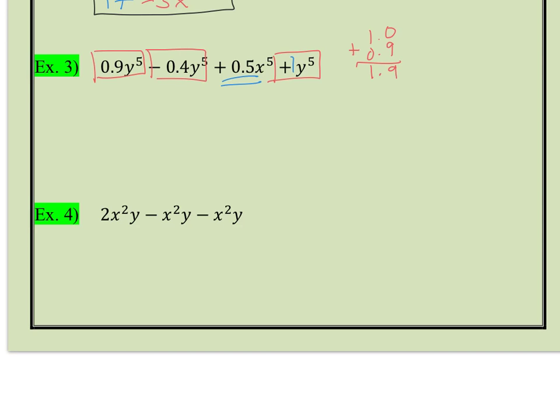Really, I'm adding a negative 0.4, but when you add a positive and negative, you subtract and keep the sign of the larger. So we end up with a positive 1.5 as a coefficient because the 1.9 is bigger than the 0.4. So our answer is positive. So our first like term is 1.5 y to the fifth, and then plus 0.5 x to the fifth.